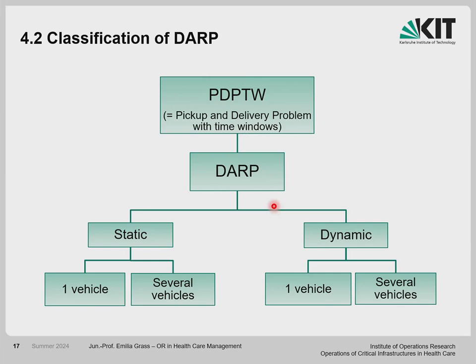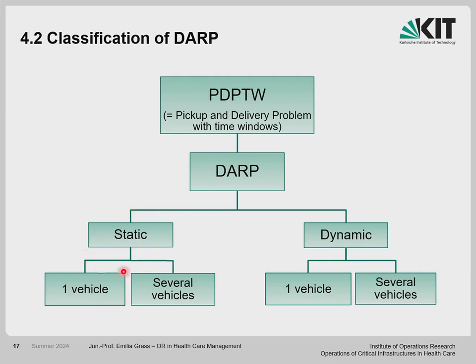And we have to differentiate these DARP problems into static and dynamic ones. Basically, static means the demand is known and is static. So we all know everything in advance. Okay, so does someone maybe have an idea what a dynamic version of DARP could be?